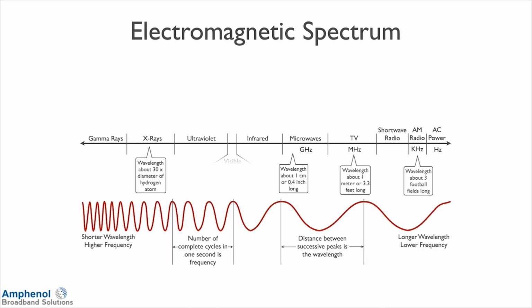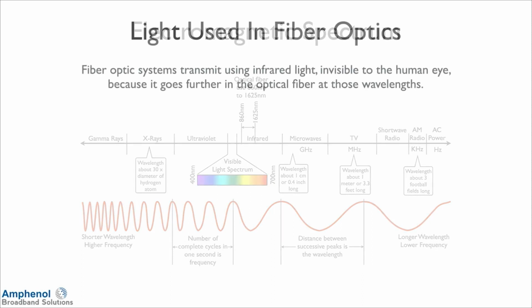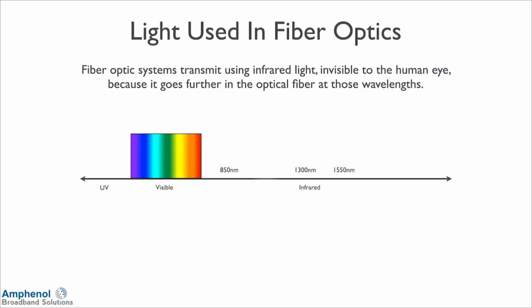And then next we have the visible light spectrum. This is from 400 nanometers to 700 nanometers. This is what we see with our eyes. This is how we can see different objects with the light reflecting off these objects. Next we go to the infrared area. This is where the optical fiber wavelengths reside. This is from 860 nanometers to 1625 nanometers. It would be nice to be able to see the visible light in our fiber cable.